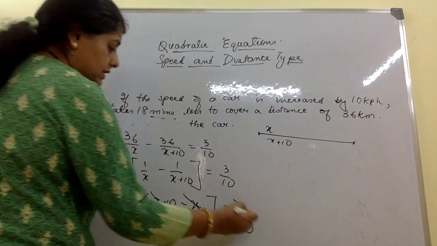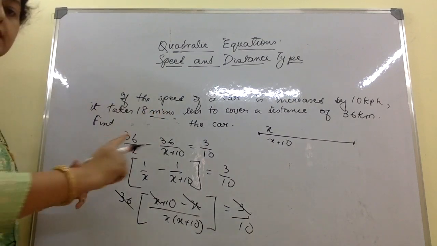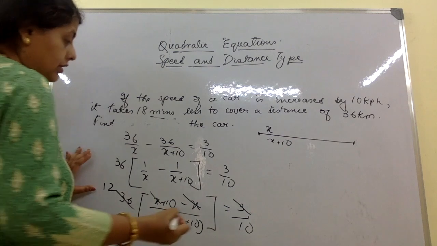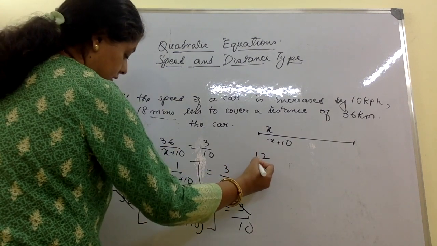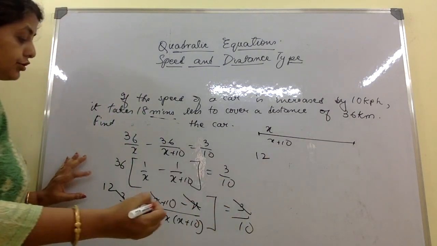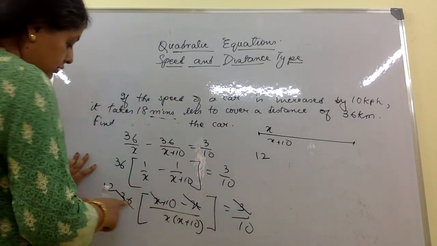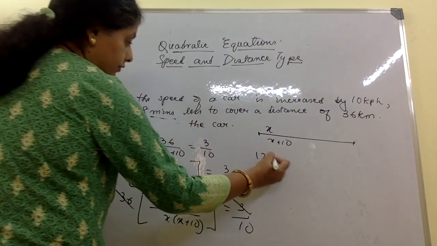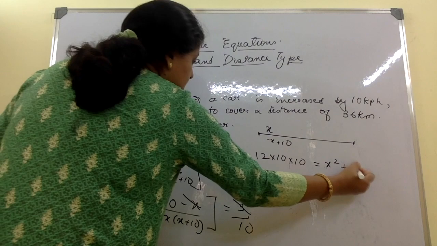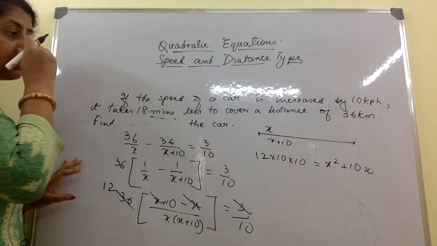Now I'll cancel this 3. Remember, numerator can cancel with numerator. So this is a 12. Now I have 12 into 10, and this 10 also comes up. So 12 into 10 into 10 is equal to x square plus 10x. This is my equation now.